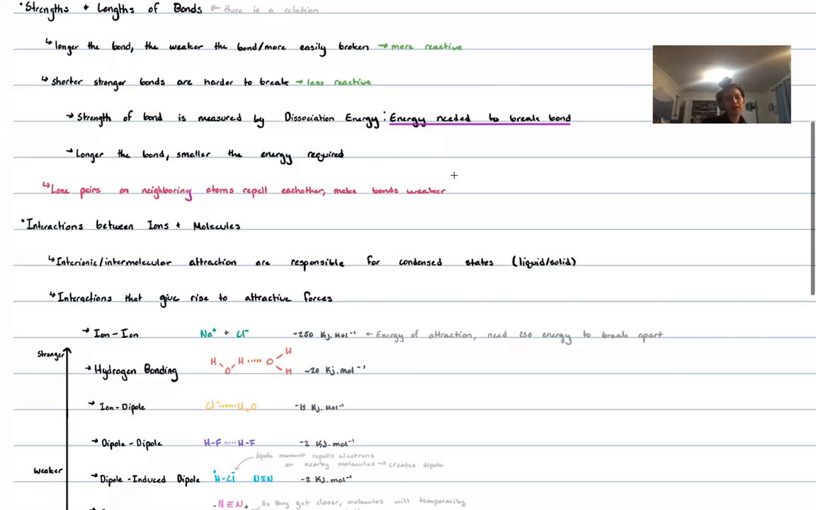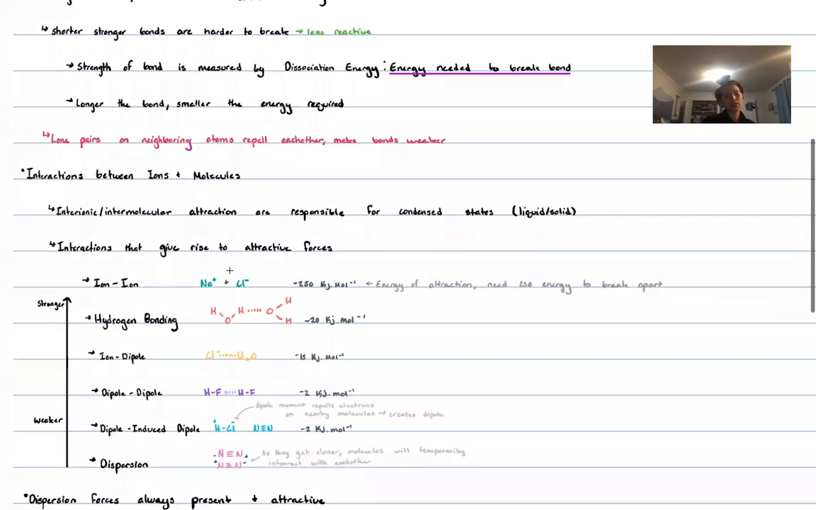Another thing that might affect it, if they come up with conceptual questions, is that lone pairs on the neighboring atoms actually repel each other. So that makes the bond slightly weaker. So if it's ever a close call between 2 bonds, then you could look at their lone pairs and see if they actually push against each other, because that would push the atoms further apart and make the bond longer and therefore weaker.